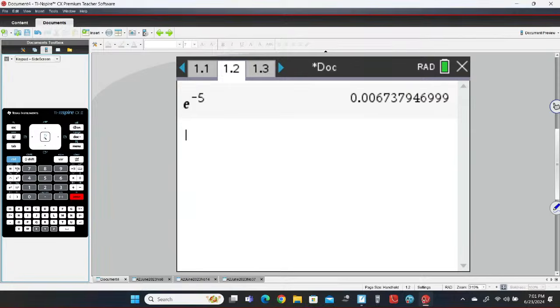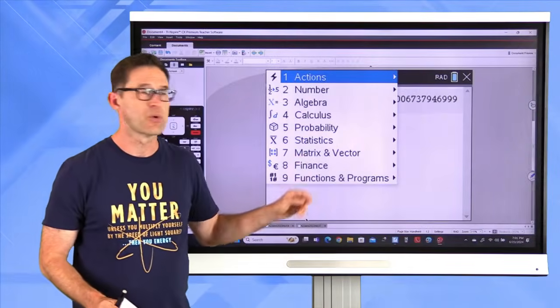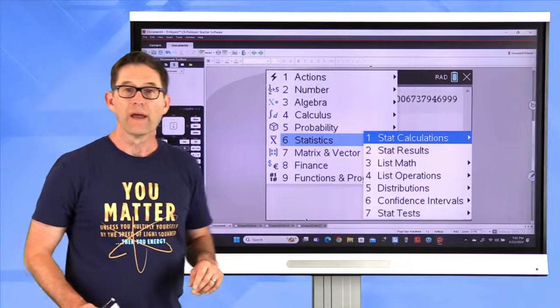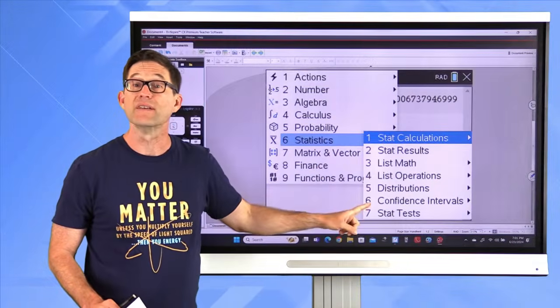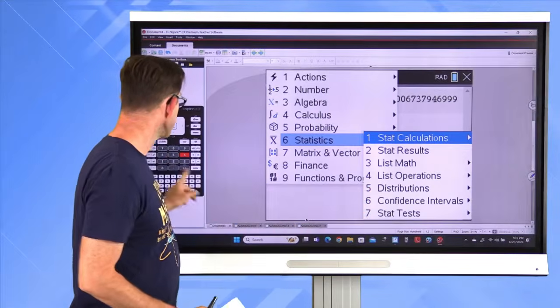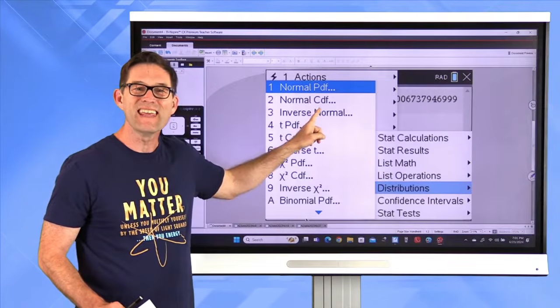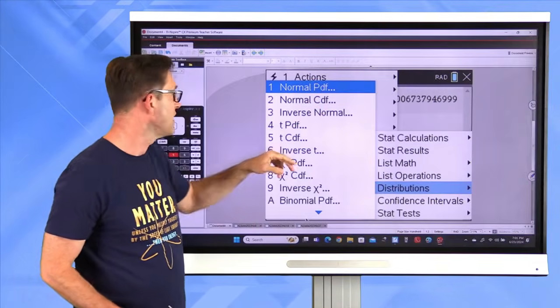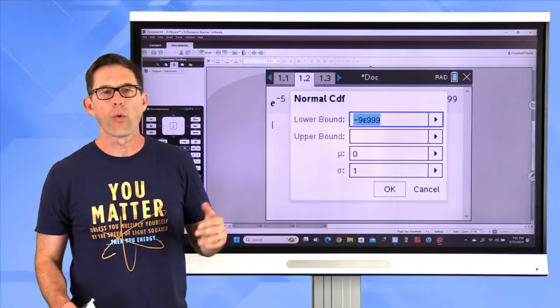All right, what I'm going to do is hit my menu, and what I need is statistics, choice number 6. Then I'm going to go down to distributions, because this is a normal distribution. And I want normal CDF, never PDF, always CDF. When I choose that, it wants 4 different things.